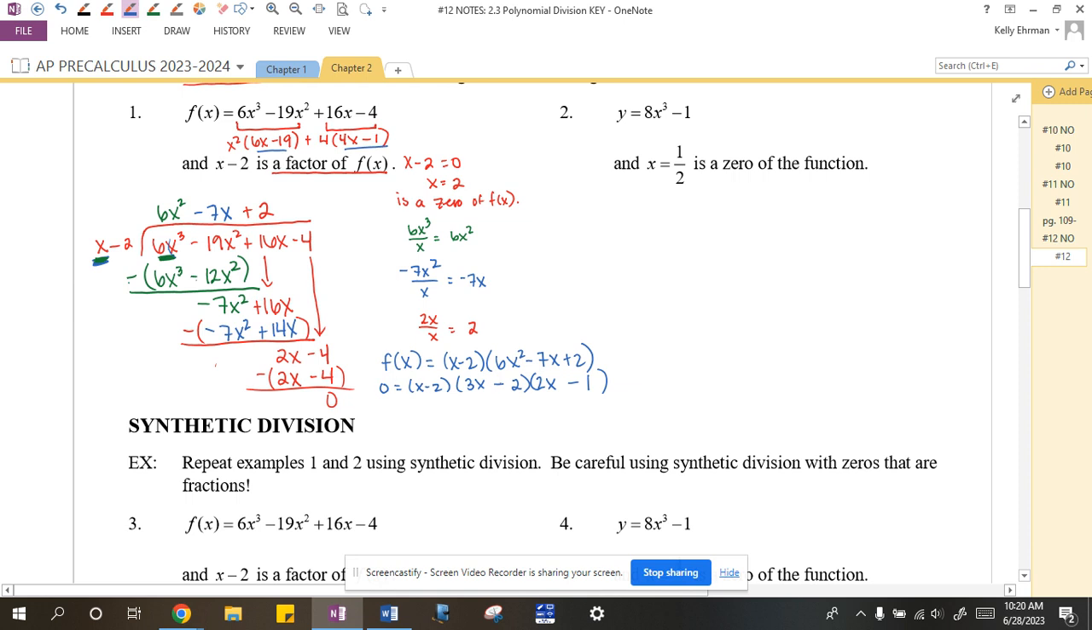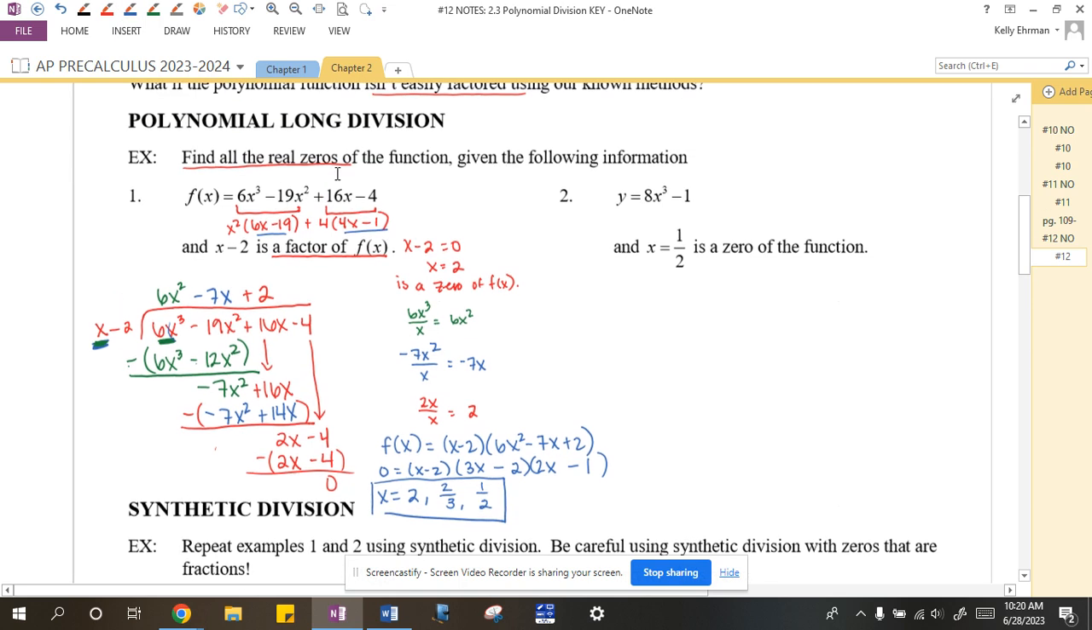So if these three factors are equal to 0, then finally we get to our zeros. x equals 2, x equals 2/3, and positive 1/2. So the question said, I almost stopped at the division, but the question said find all the real zeros, so we just did that.